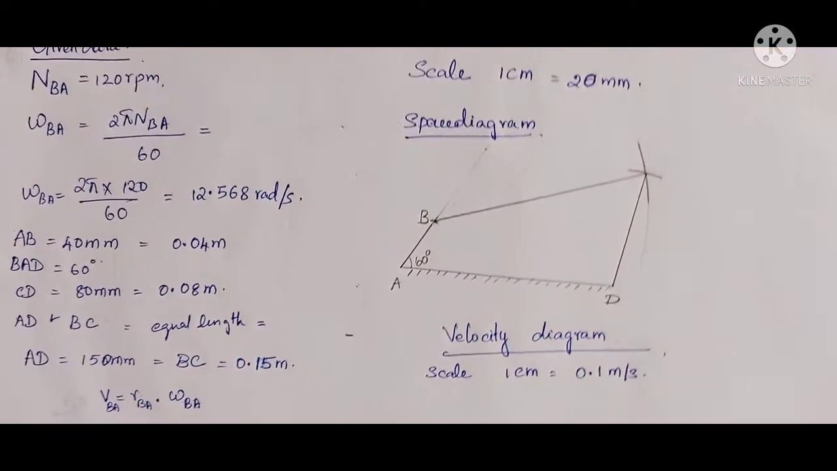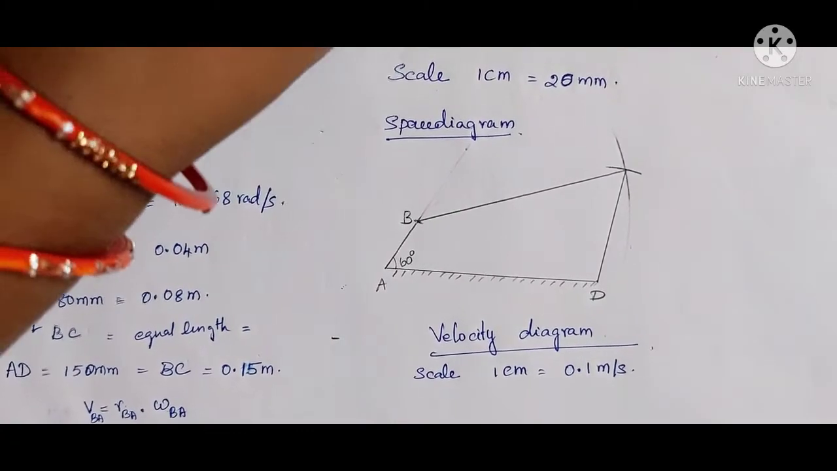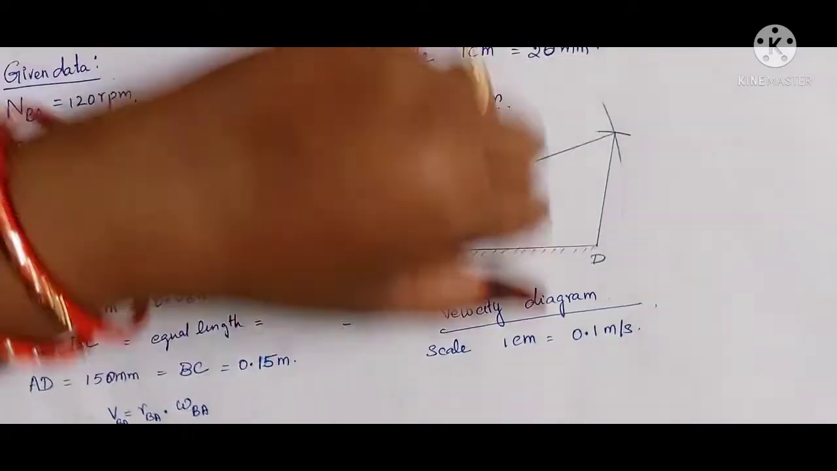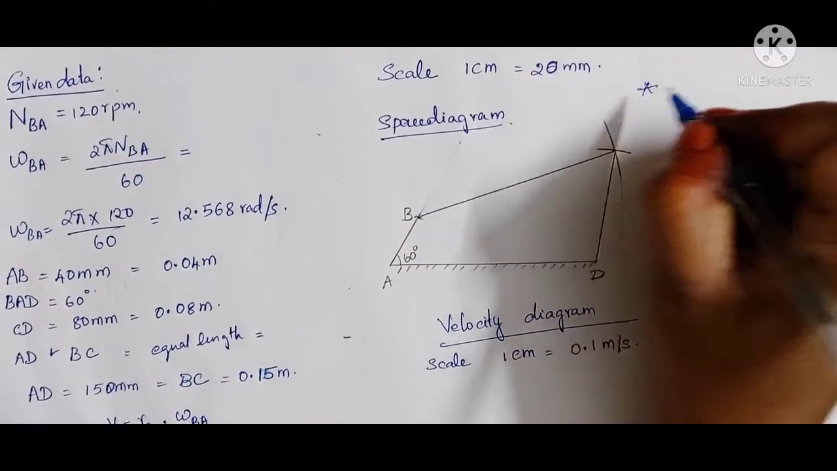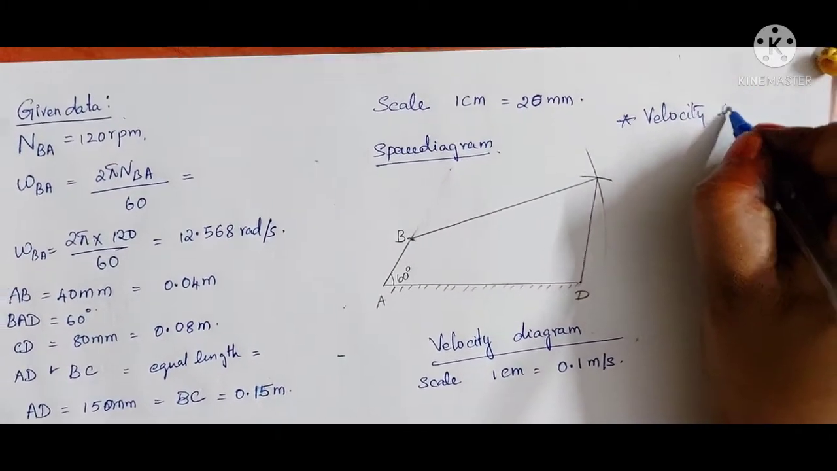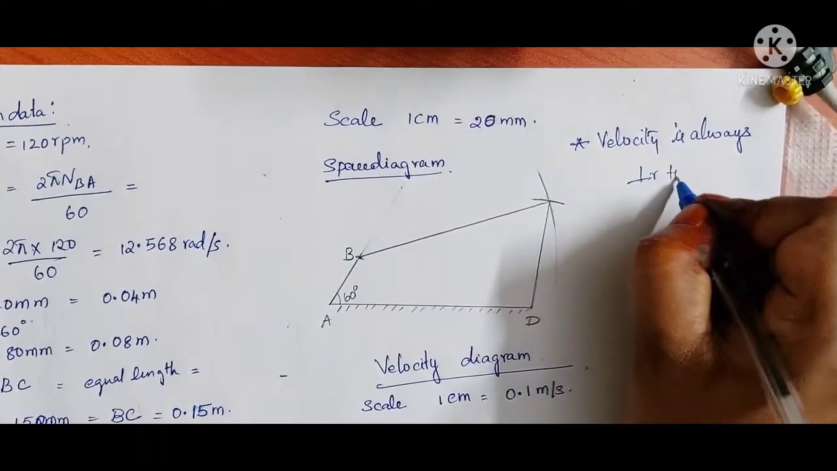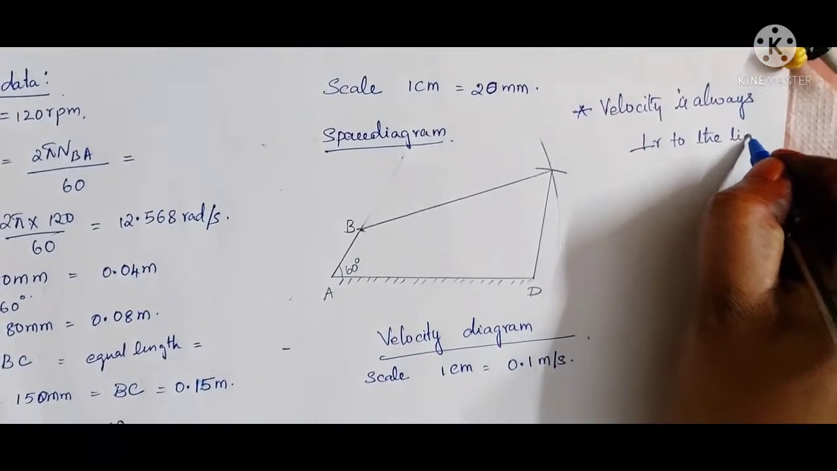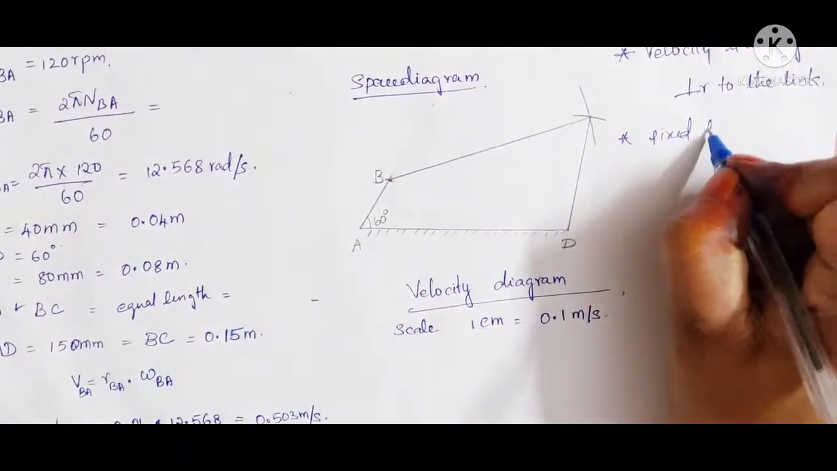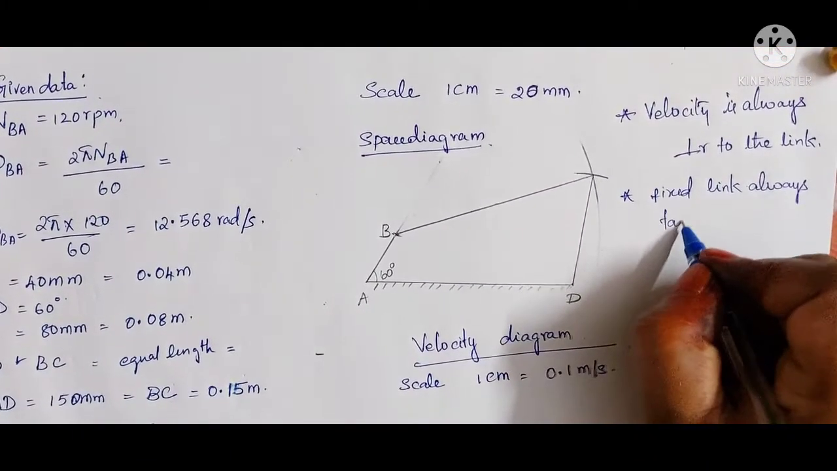While starting the velocity diagram, as I already said, velocity is always perpendicular to the link. So these are the two points to note. The first one is that velocity is always perpendicular to the link. This is the first condition. The next one is that a fixed link is always taken as a point.